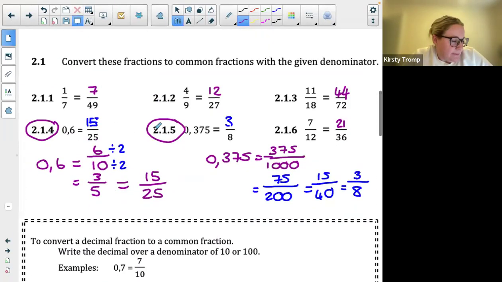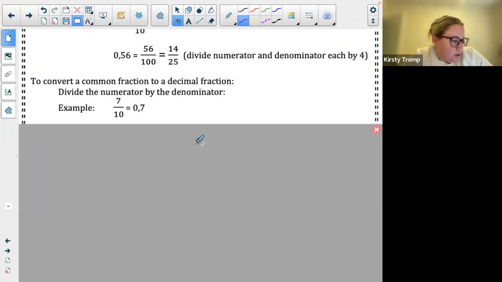All right, guys, let's go back here. To convert a common fraction to a decimal, we must divide the numerator by the denominator. That's what we're doing when we're converting a common fraction into a decimal. Normally what we do is we try and convert the bottom to be a 10 or 100 or 1,000. That makes our lives a lot easier.